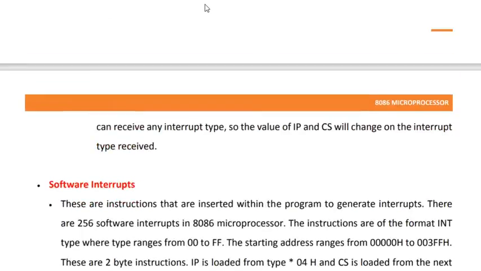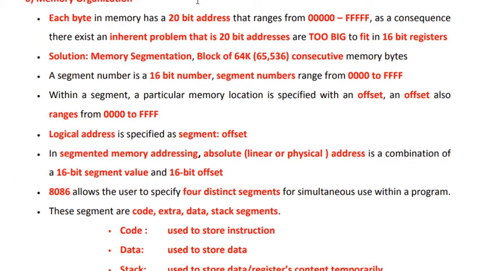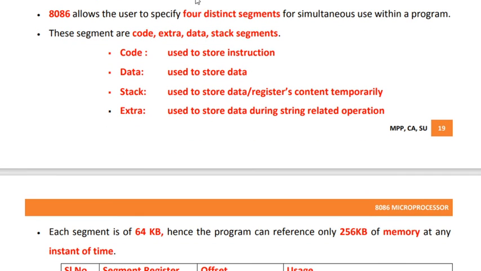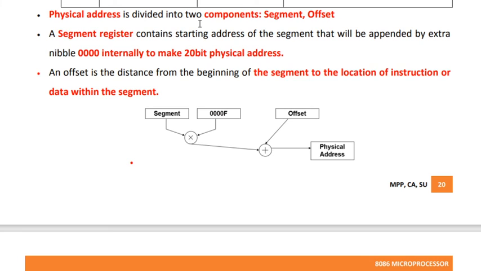So in today's class, we have learned about the memory organization of 8086 microprocessor, where we have seen the use of segmented memory and the very purpose of segmented memory. And we have learned about how to create a 20-bit representation from a 16-bit segment number and 16-bit offset. We have also learned about various segments that may be there in an 8086 program, the various offsets that can be used with different segment registers, and how to generate a 20-bit physical address.